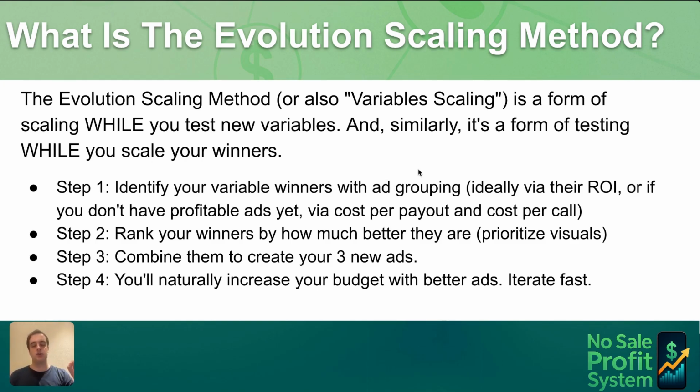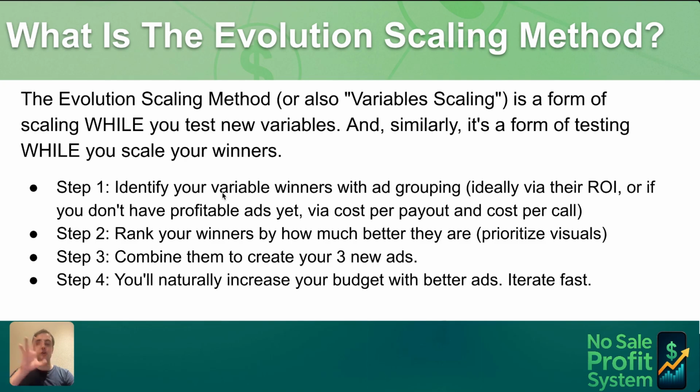So remember when I taught you guys how to check on data in Keitaro, and you can do the same via your Facebook Ads Manager as well. You don't even need to check Keitaro if you don't want to. But ideally, you want to check the ads that have ROI, what we call return on investment, meaning as they are profitable. If you don't have profitable ads yet, obviously, you can also use the cost per payout and the cost per call. But I recommend that when you're doing evolution scaling, that you're just scaling, obviously, profitable ads.